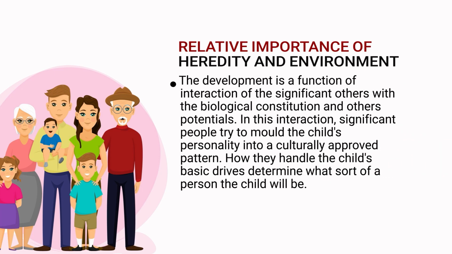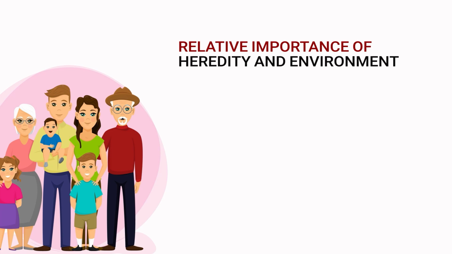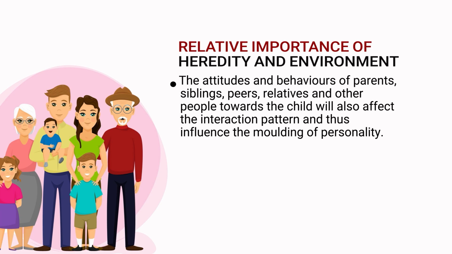The development is a function of interaction of the significant others with the biological constitution and other potentialities. In this interaction, significant people try to mold the child's personality into a culturally approved pattern. How they handle the child's basic drives determines what sort of a person the child will be. The attitudes and behaviors of parents, siblings, peers, relatives, and other people towards the child will also affect the interaction pattern and thus influence the molding of personality.